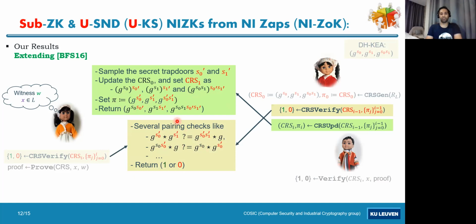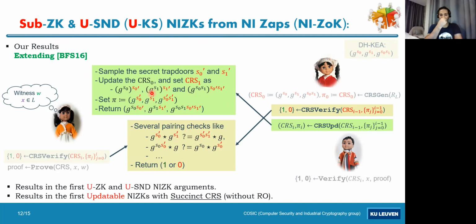Using these two algorithms, under the same assumptions without adding a new assumption, they also use the Diffie-Hellman knowledge of exponent assumption. We can prove that this protocol achieves subversion zero knowledge and updatable soundness, or updatable knowledge soundness. And these primitives are the first updatable zero knowledge and updatable soundness arguments. By now, we hadn't had such protocols.